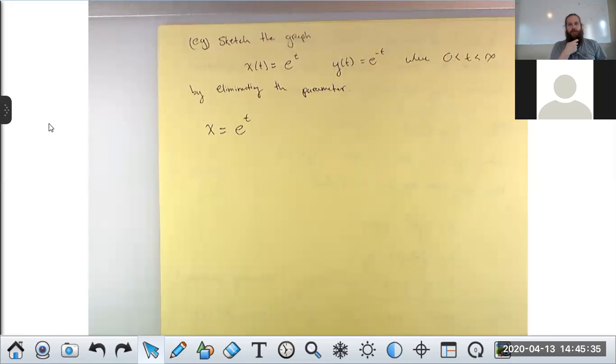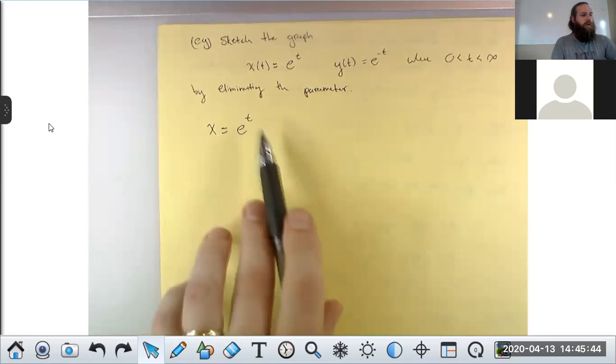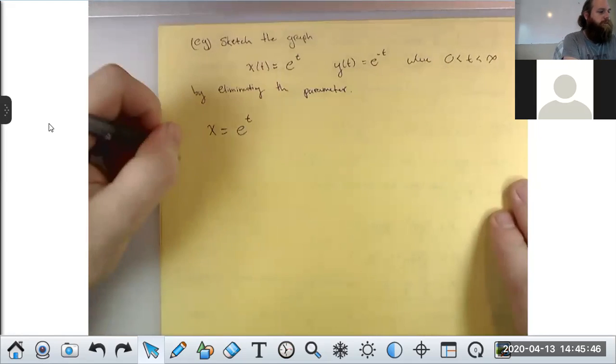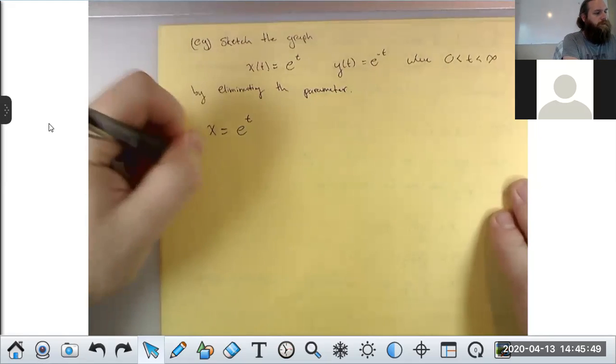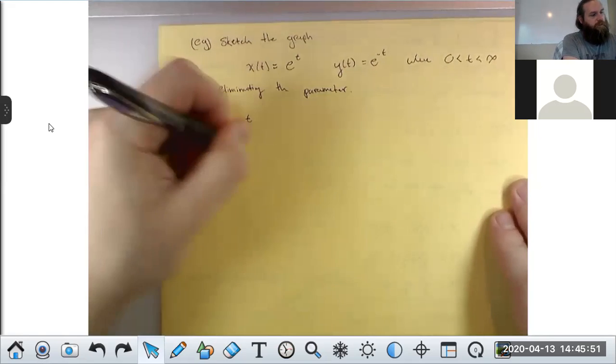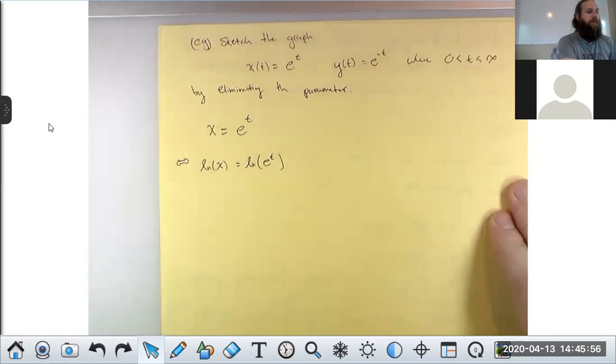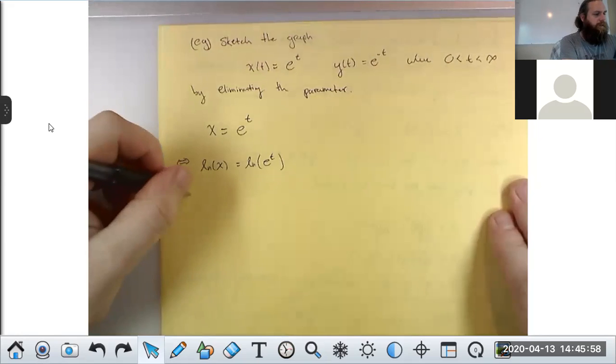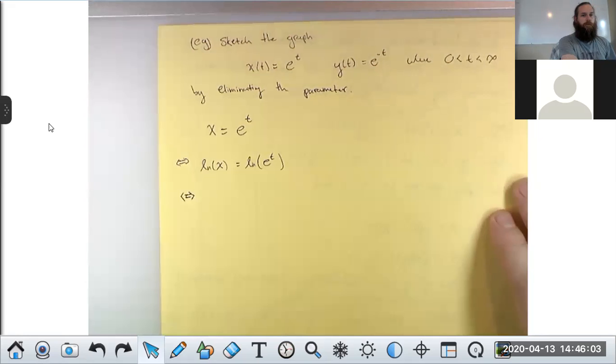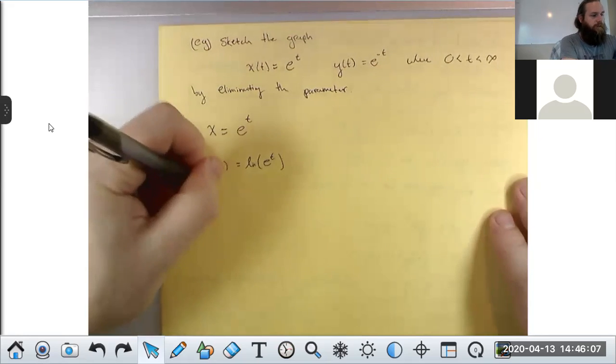Does anybody remember this from when we talked about exponential functions? Is it a logarithm? Yeah. To solve this equation for t, I would take the natural log on both sides. So I have ln x equals ln of e to the t. What is the ln of e to the t? t? Yeah, exactly. So that's it, we're done.